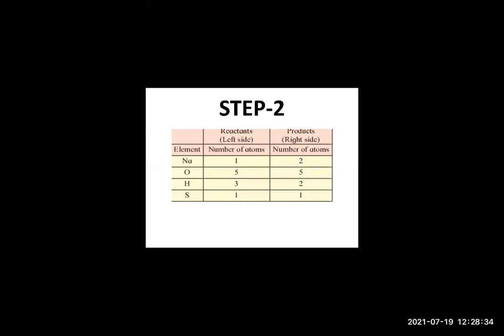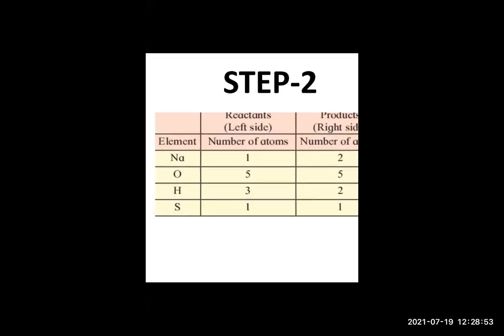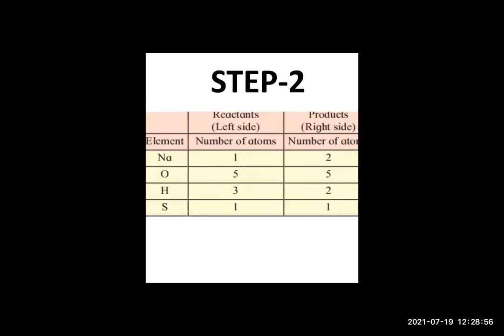Step number 2: you have to check whether the equation is balanced or not. How will you do that? By comparing the number of atoms of various elements present on the 2 sides of the equation. Now here on my screen you can see sodium. Left side, how many sodium atoms are there? Only 1. Whereas right side, how many sodium atoms are there? 2. Similarly, oxygen, left side 5, right side 5. So oxygen is balanced, but sodium is not balanced.